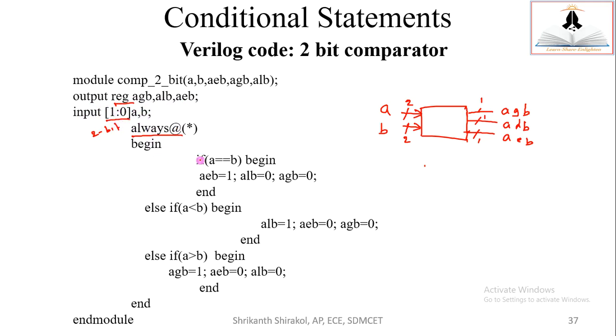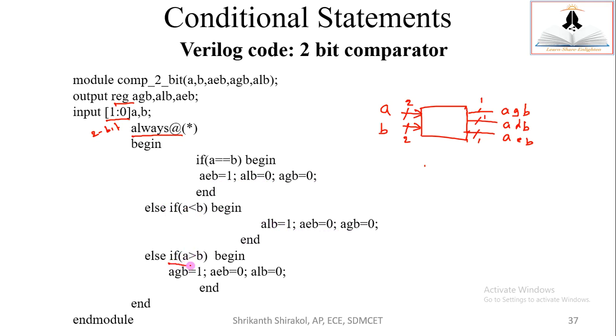Inputs are 2 bits. A1, A0, B1, B0. So begin. I'm using if else statement. See how easy it is. If A is equal to B, I'm checking this. If these two things are equal, if A and B are equal, then how should be the output? AEB should be 1, other two output should be 0. Else, I'm checking one more condition. A less than B. ALB should be 1 because A less than B. Both other output should be 0.